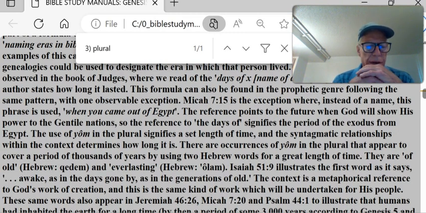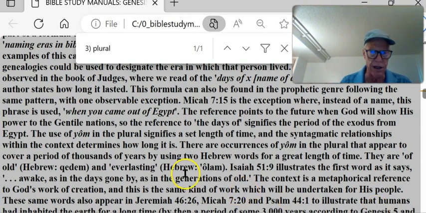The use of yom in the plural signifies a set length of time, and the syntagmatic relationships within the context determine how long it is. There are occurrences of yom in the plural that appear to cover a period of thousands of years by using two Hebrew words for a great length of time. They are of old, qedem, and everlasting, ôlam.